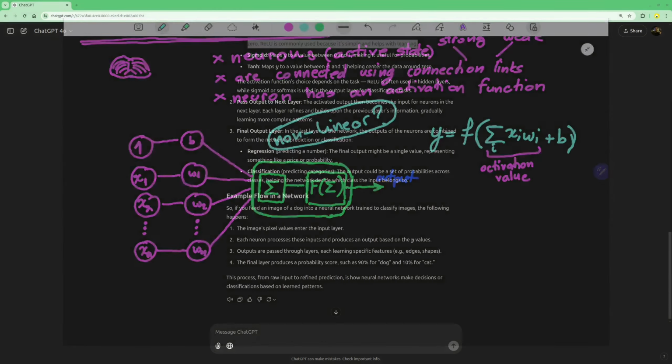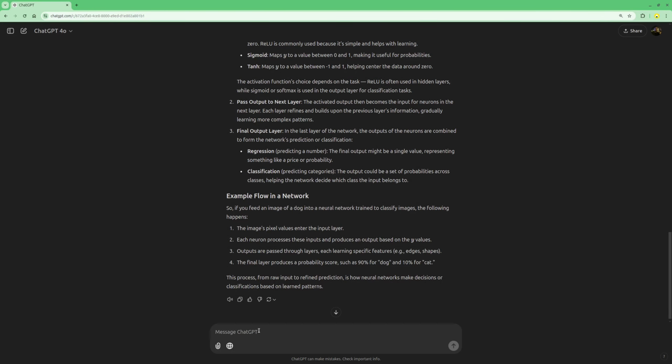Let's go back to ChatGPT. What is a dot product between two vectors?